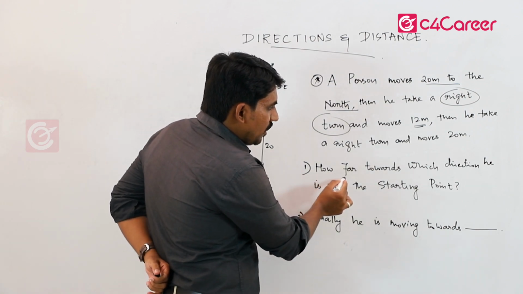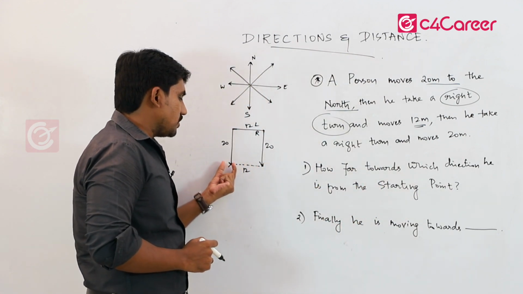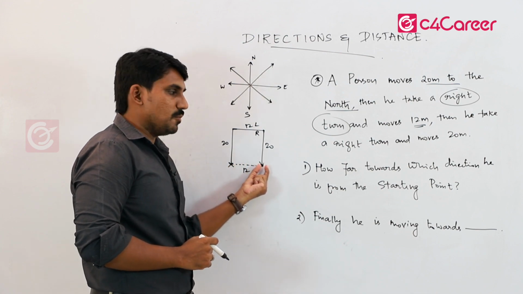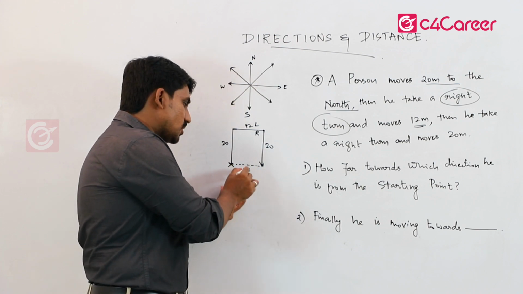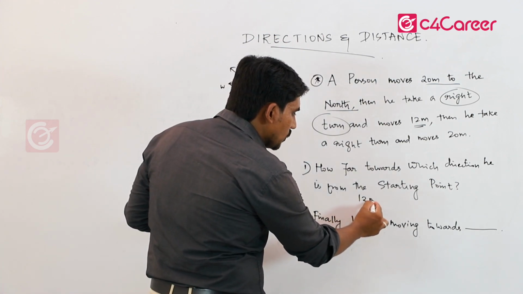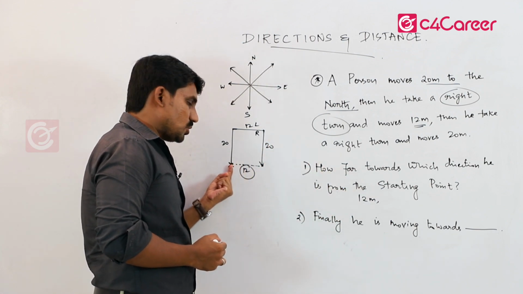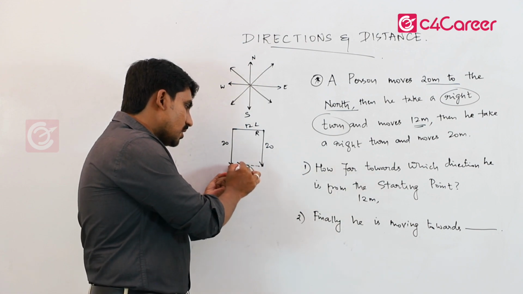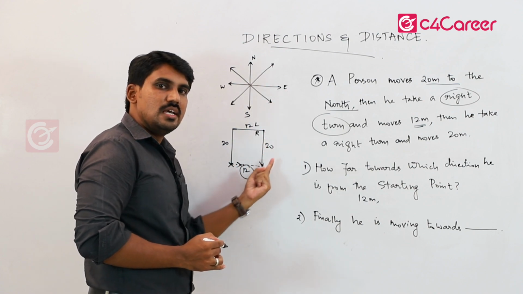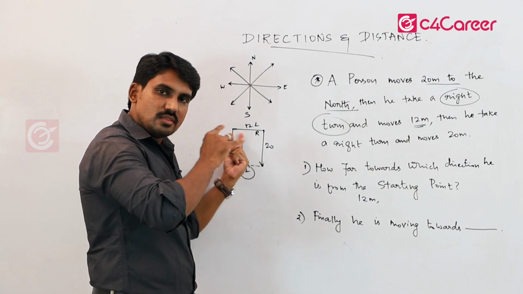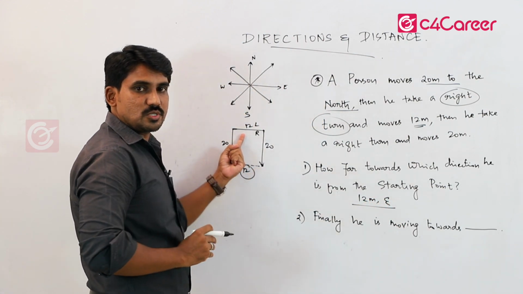Now how far and towards which direction is he from the starting point? In our diagram, this is our starting point and this is the ending point, and what they are asking is, how far? What is this distance? 12 meter. Therefore how far? 12 meter. Towards which direction is he from the starting point? So this is the starting point. Towards which direction? Towards this direction. And this arrow mark is what? East. When we consider this as north, this will be east. So 12 meter east is the answer for the first question.